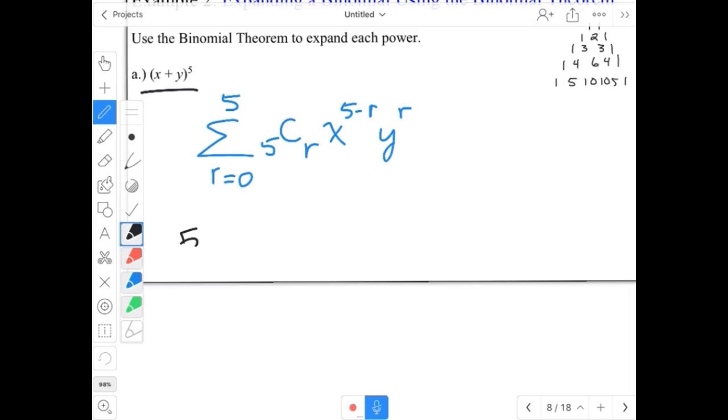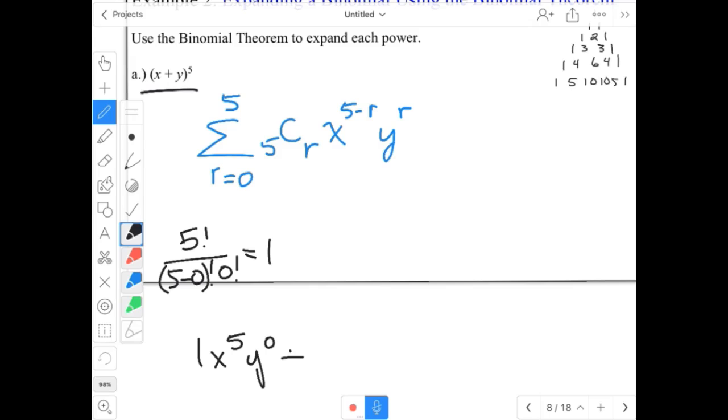So it's going to be 5 factorial over 5 minus 0 factorial times 0 factorial. So that's going to end up being 1. Okay, so our first term is 1. So 1, and then we follow this again, 5 minus 0. So that's going to be x to the 5th, and then y will be our 0.